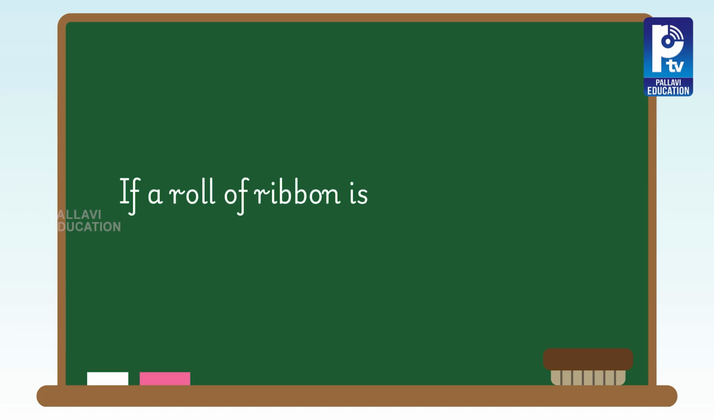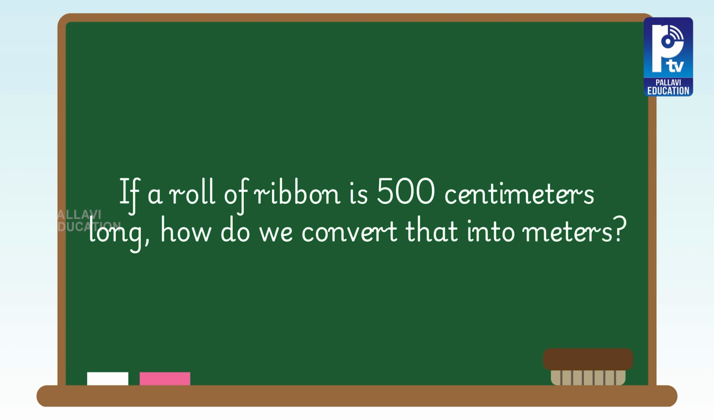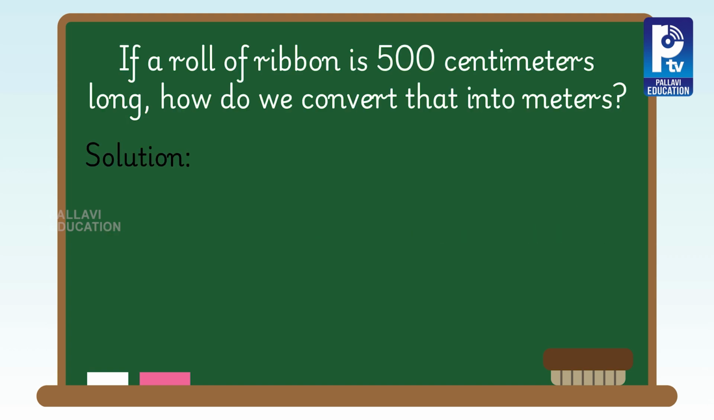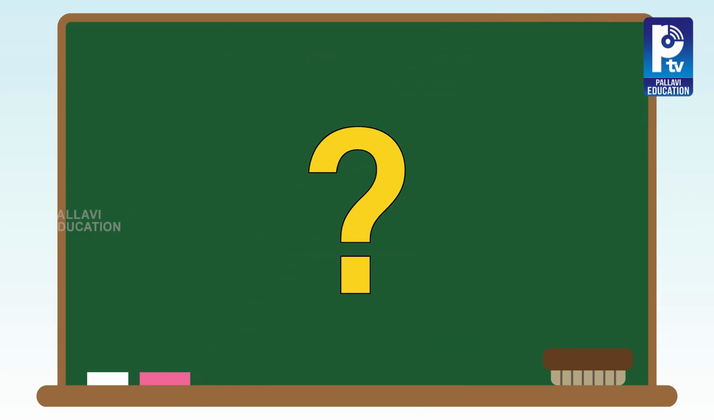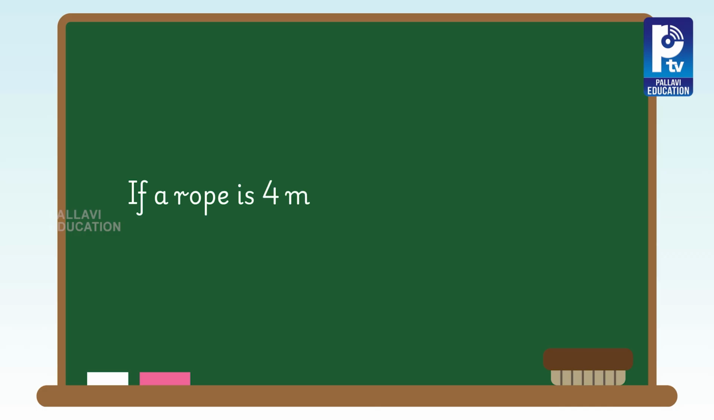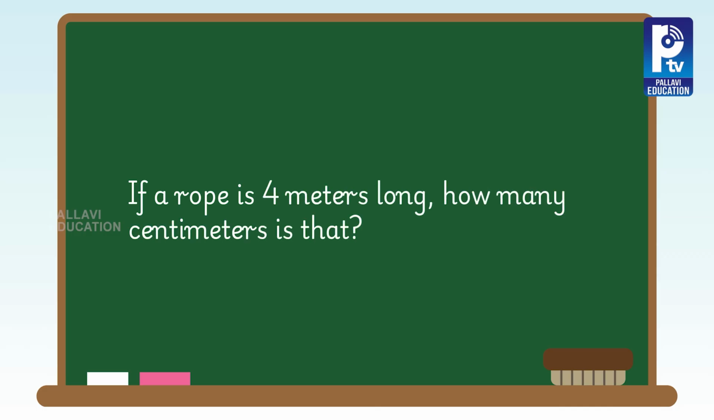Let's try some quick conversions together. If a roll of ribbon is 500 centimeters long, how do we convert that into meters? Since 100 centimeters equals 1 meter, we divide 500 by 100, giving us 5 meters. Now, here's one for you. If a rope is 4 meters long, how many centimeters is that?